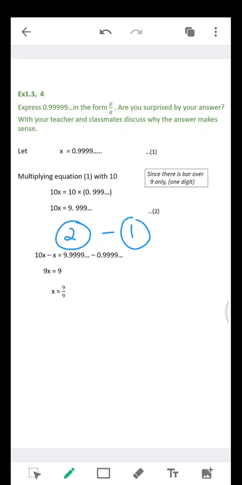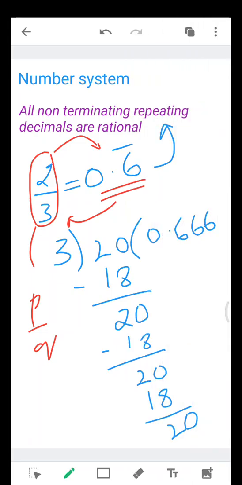Here also we follow the same procedure. Here it's given 0.999, which is nothing but 0.9 bar. Only one digit is repeating, so here also we multiply by 10 on both sides. Very simple, subtracting first from second and we get our answer. So here our answer is x is equal to 1, because 0.999 and so on is approximately equal to 1. This is quite an amazing answer. From 1 we get 0.999 and so on. So this is a very important concept. Complete this in your class.